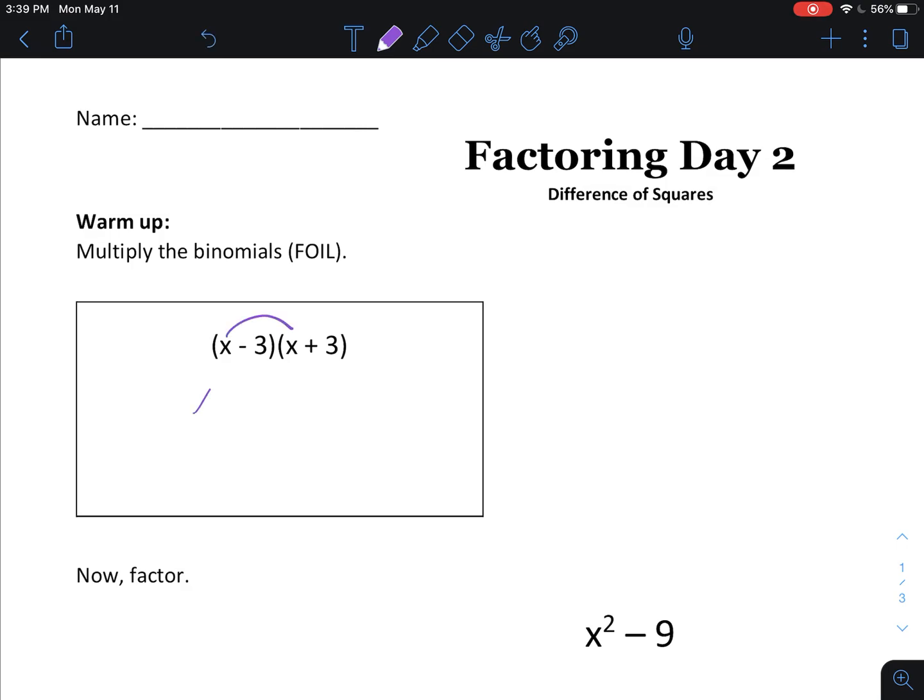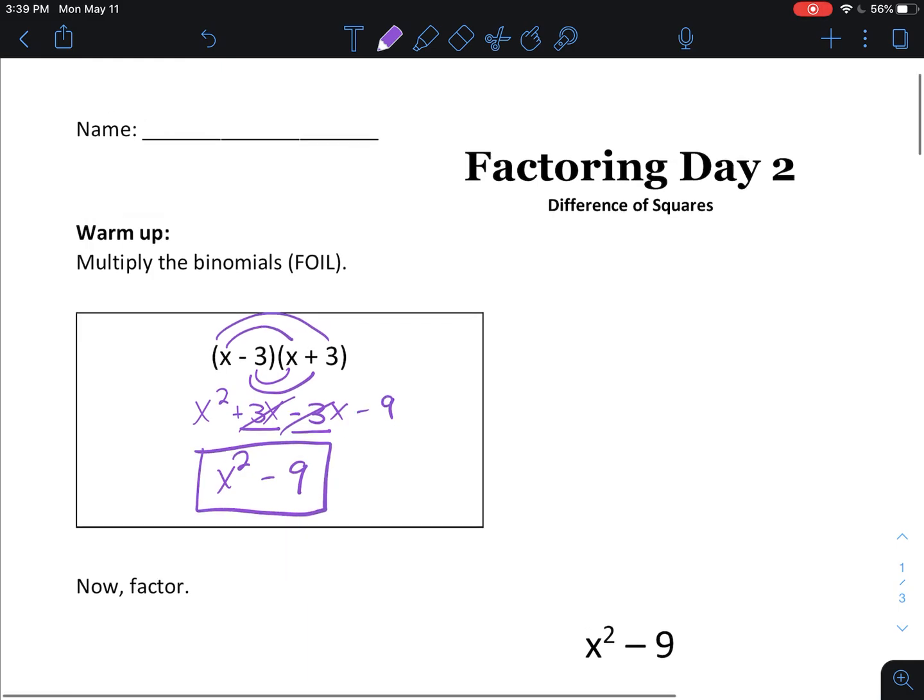So x times x gives us x squared. X times 3 gives us positive 3x. Negative 3 times x gives us negative 3x. And then negative 3 times 3 gives us negative 9. So then this becomes x squared, and then positive 3x, negative 3x. Those cancel out, a middle term. And then the last thing we have is negative 9.